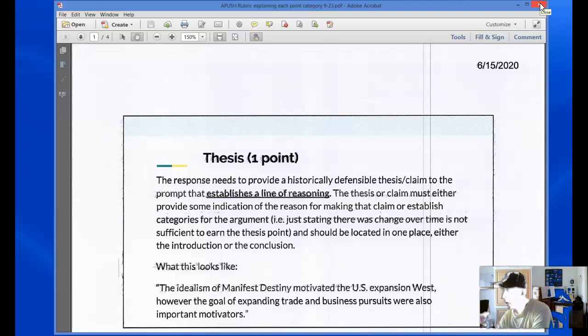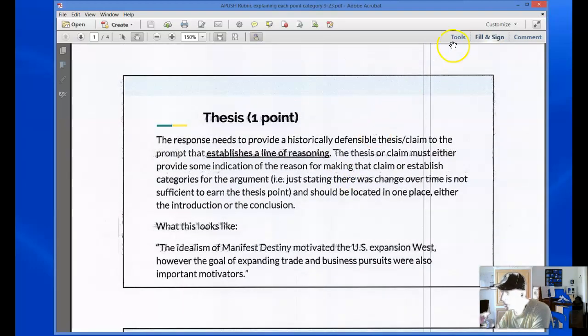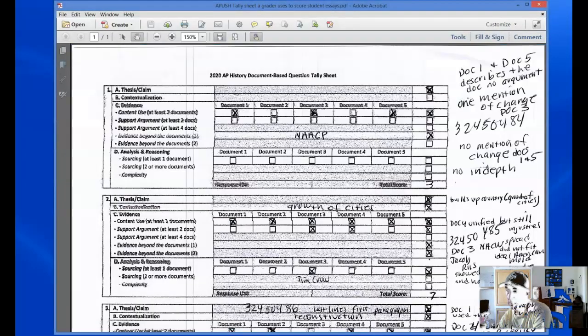You're going to go through the documents. You're going to go through this where it explains how you earn points. Okay, and you're going to see the tally sheet. So let's go ahead and look at that tally sheet right now. We're going to find it. Where's my tally sheet? This looks like the tally sheet.